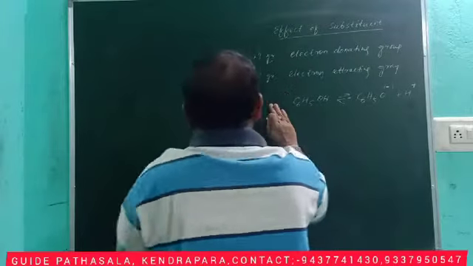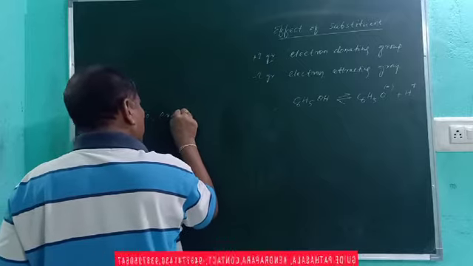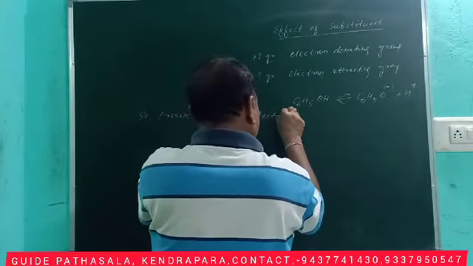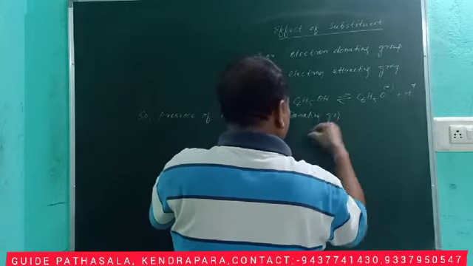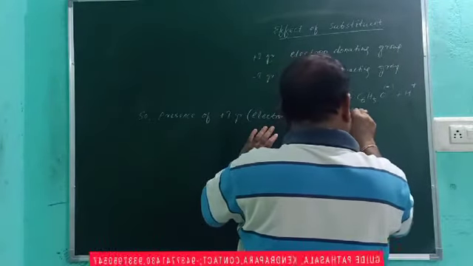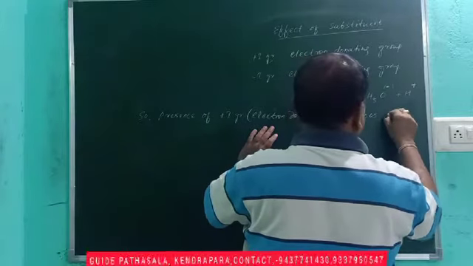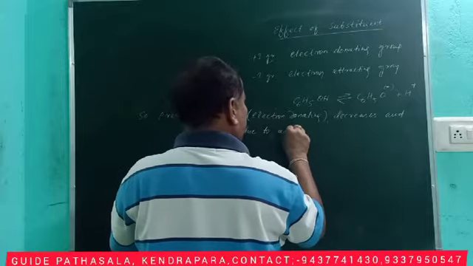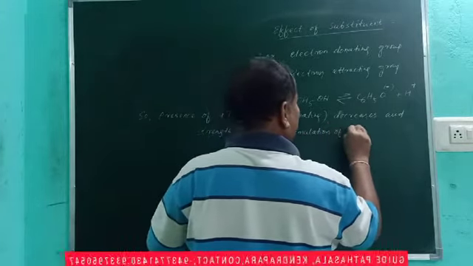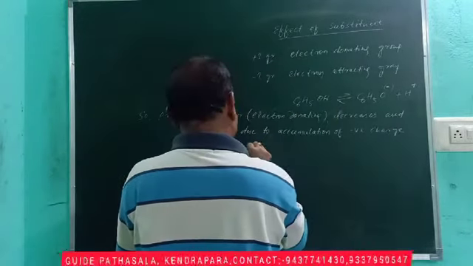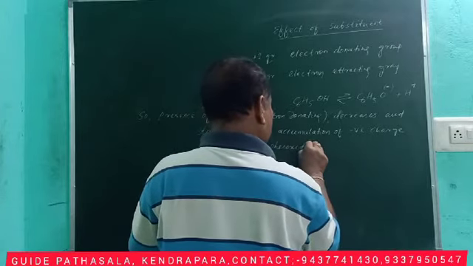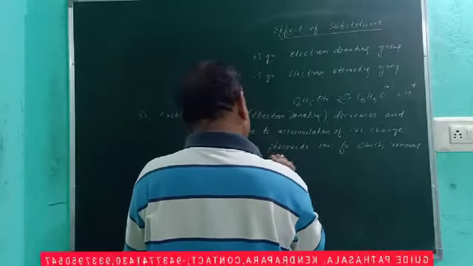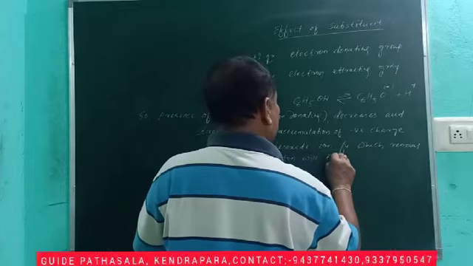So the presence of a plus I group, that is an electron donating group, decreases acid strength due to accumulation of negative charge over the phenoxide ion, for which removal of proton will be a difficult task.